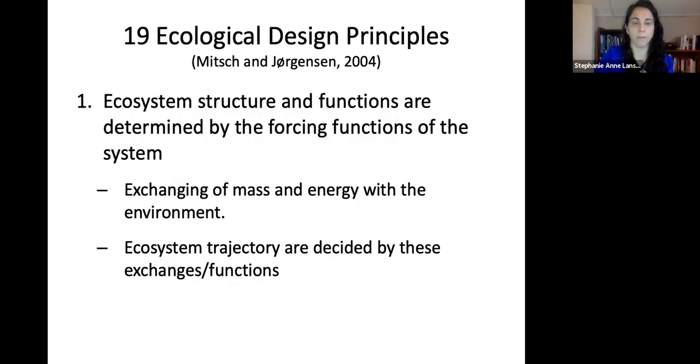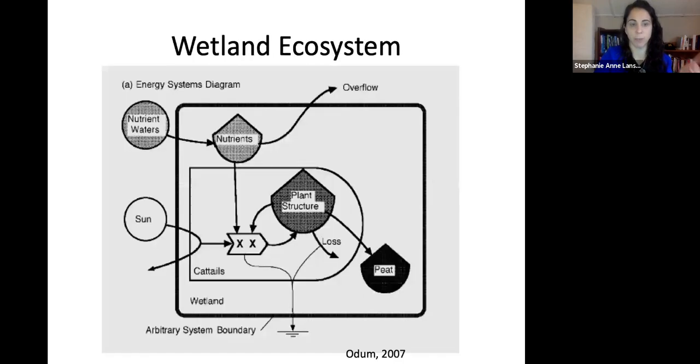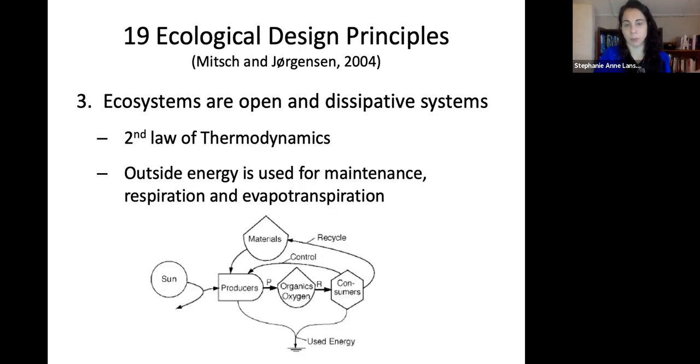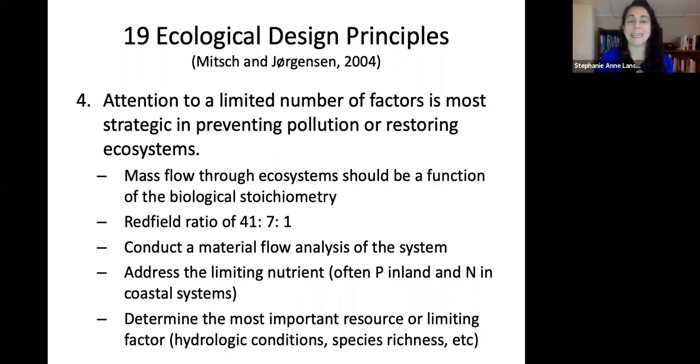Okay, so we got forcing functions. Let's just go over those. Forcing functions, number 1. Number 2 is the energy inputs are limited. Number 3 is that they're open and dissipative. Number 4 is that attention to a limiting number of factors is most strategic in preventing pollution or restoring systems, okay?